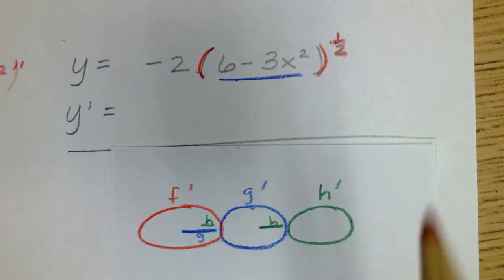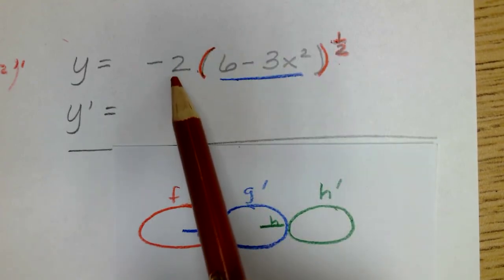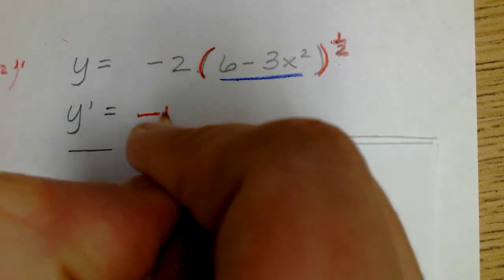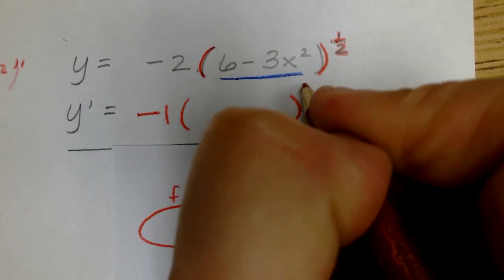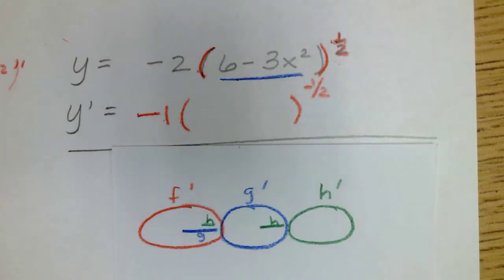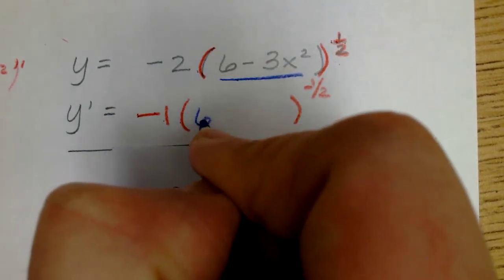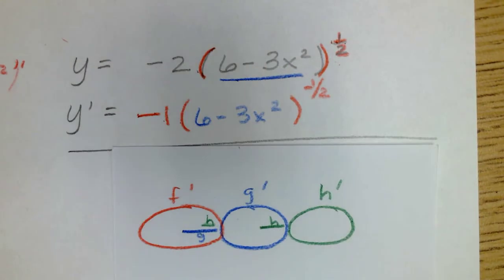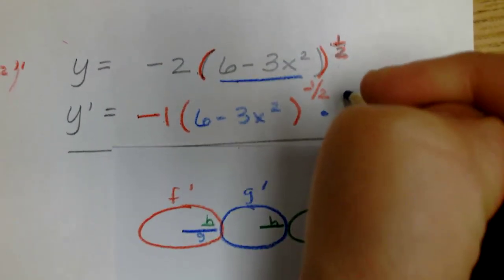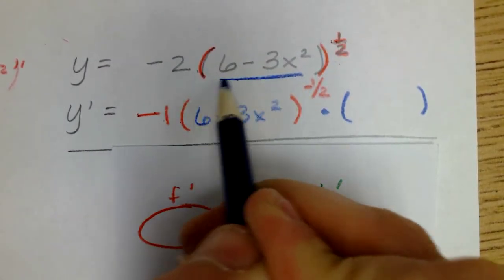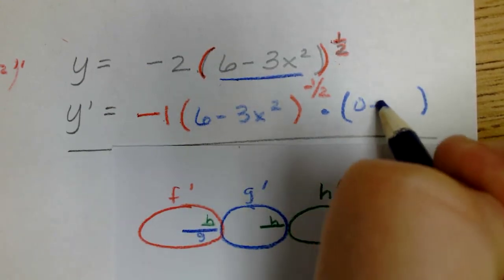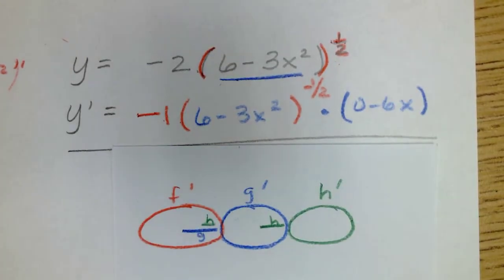So now when I multiply 1/2 times negative 2, I get negative 1 raised to the negative 1/2, because I take 1/2 minus 1, that's my power rule. But if I look back at my illustration, g needs to remain the same. I don't take the derivative here. So this is going to be 6 minus 3x squared. But now I need to multiply by the derivative of the blue function. So that's going to be 0 minus 6x, and my 0 I can get rid of because I don't need it there.